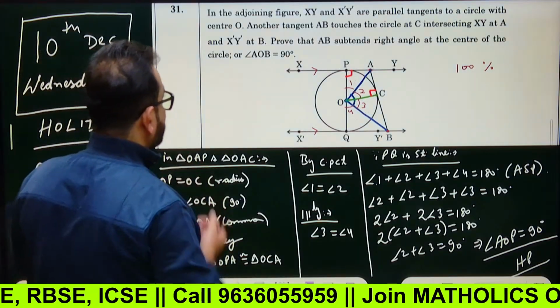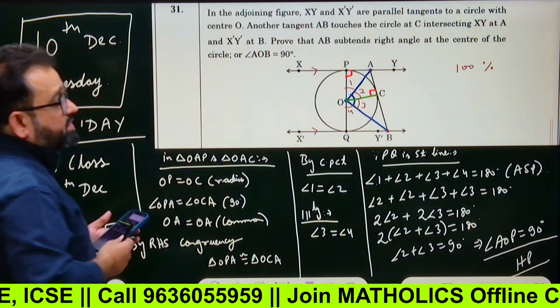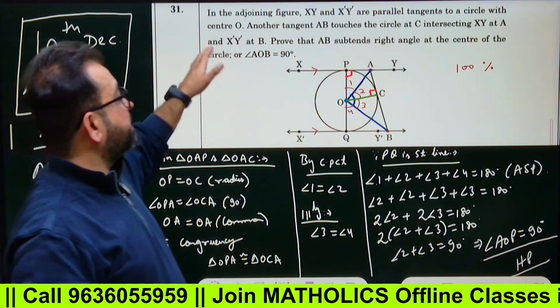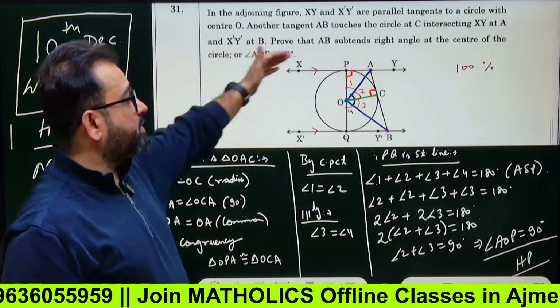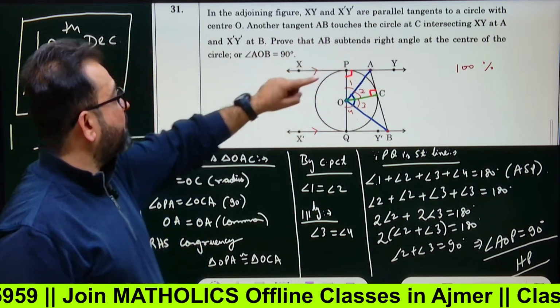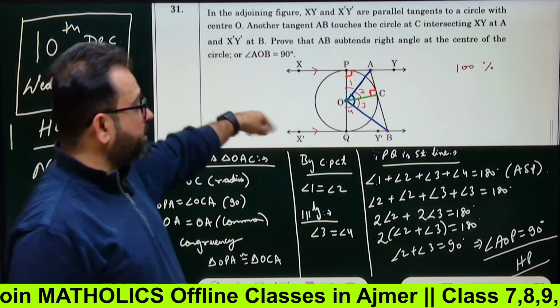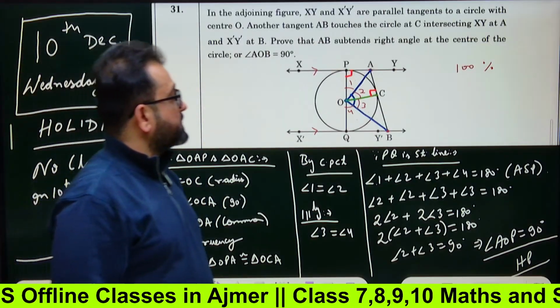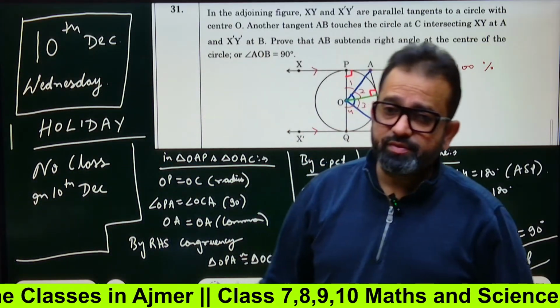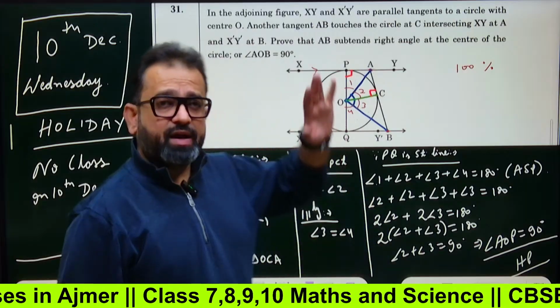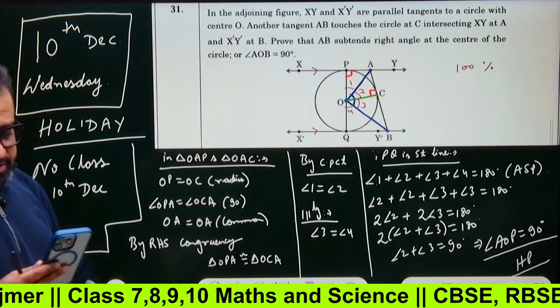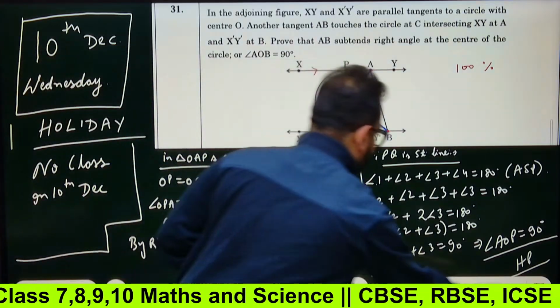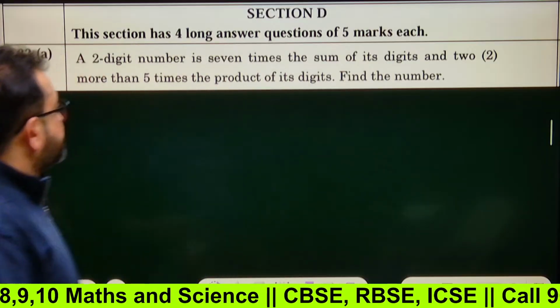In the adjoining figure, XY and X'Y' are parallel tangents to a circle with center O. Another tangent AB touches the circle at C, intersecting XY at A and X'Y' at B. Prove that AB subtends a right angle at the center of the circle, or angle AOB equals 90 degrees. We already have proven this. Now the next question for today's evening is a Section D question.